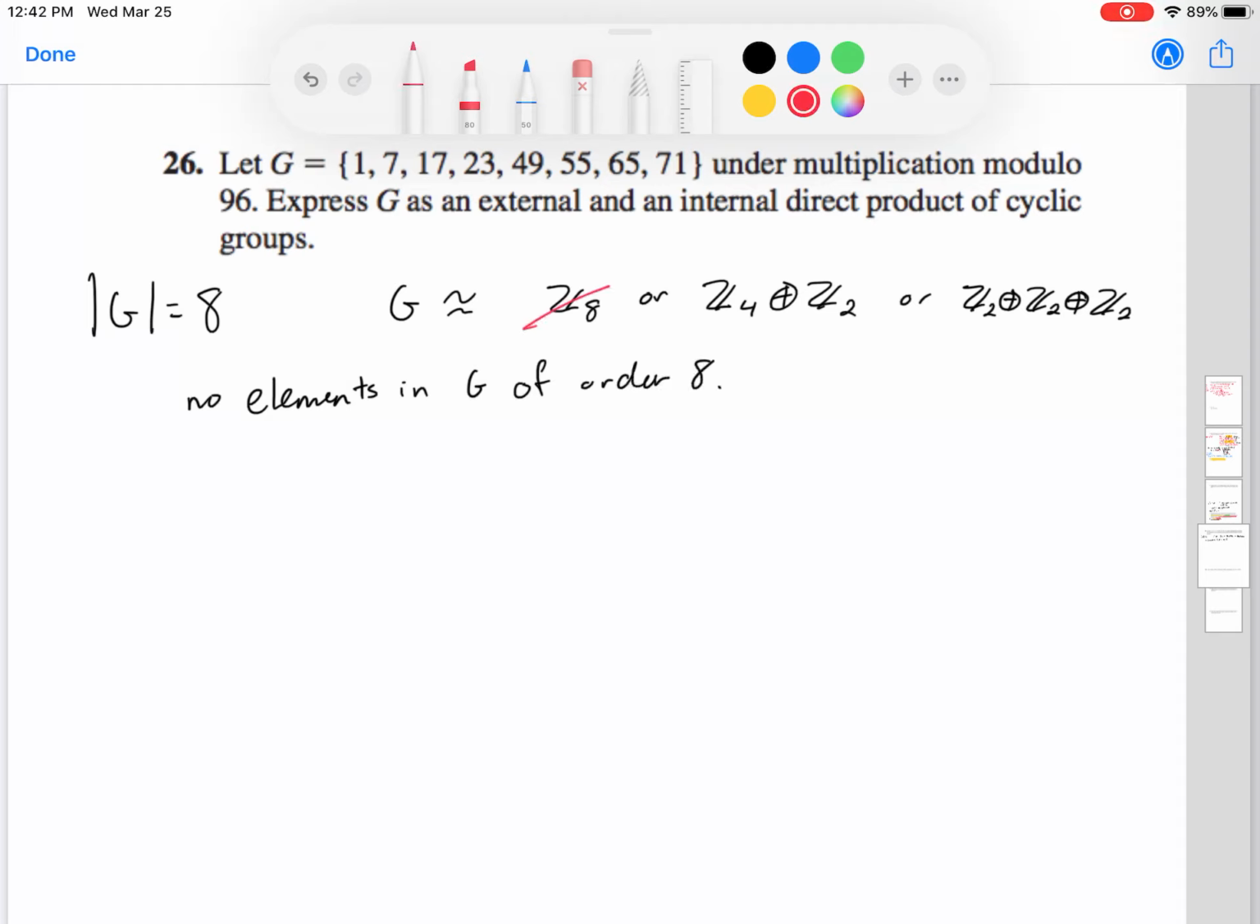If there's no elements of order 8, that gets rid of Z8 as one of our options. Okay? Now we would look and say, okay, do we have anything that's order 4? Well, 7 happens to be an element of order 4.